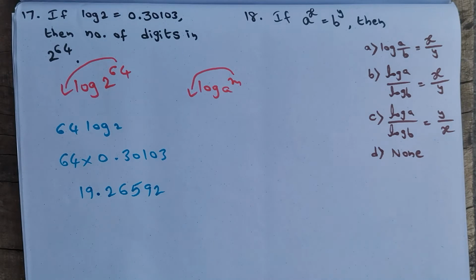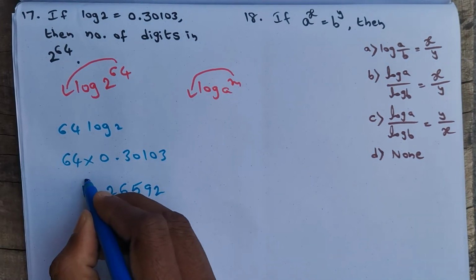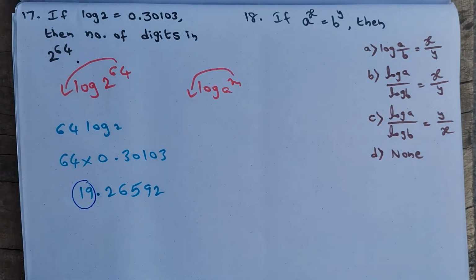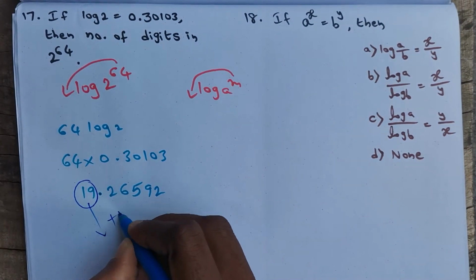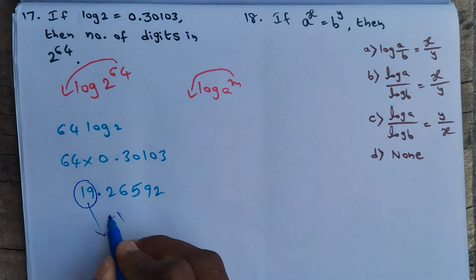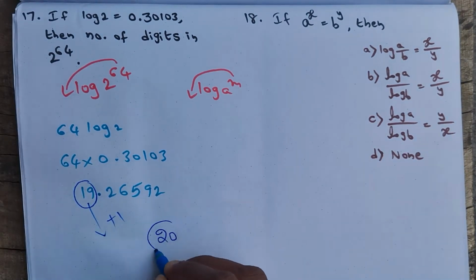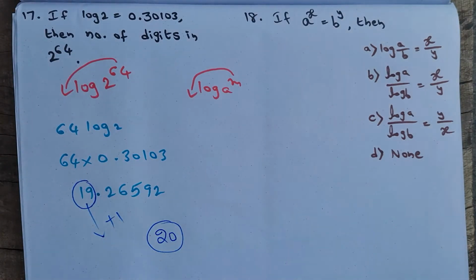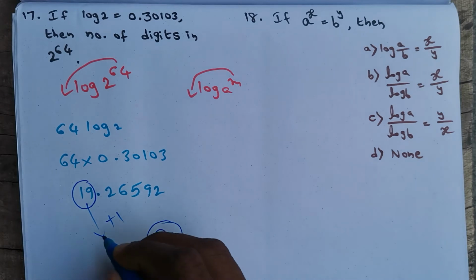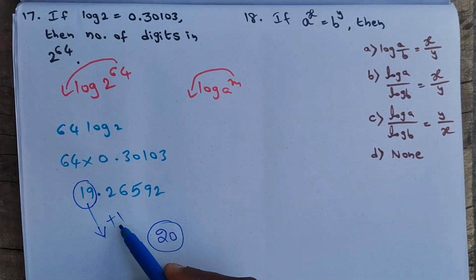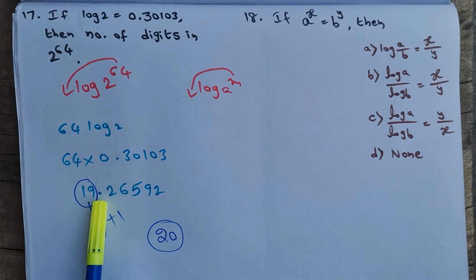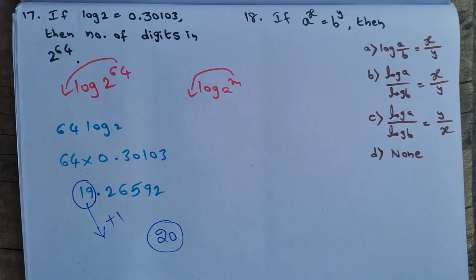After we get the value, the number before the decimal is called the characteristic. So add plus 1 for that characteristic: 19 plus 1 is 20. So the number of digits in the value of 2 power 64 is 20. Always we need to add 1 to the characteristic. The characteristic is nothing but the number which is before the decimal. What is after the decimal? That is called the mantissa.